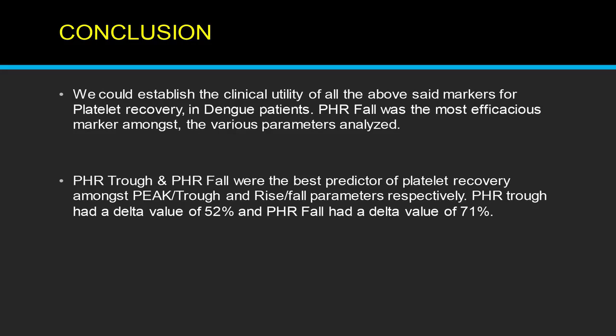PHR trough and PHR fall were the best predictors of platelet recovery amongst the peak, trough, and rise, fall parameters respectively. PHR trough had a delta value of 52% and PHR fall had a delta value of 71%. So even if you look not at jumps and falls, but just at peaks and troughs, PHR is the best predictive marker of platelet recovery amongst all the plethora of markers available.